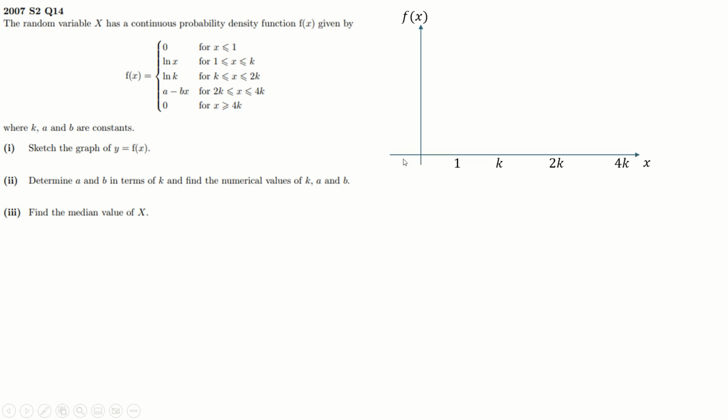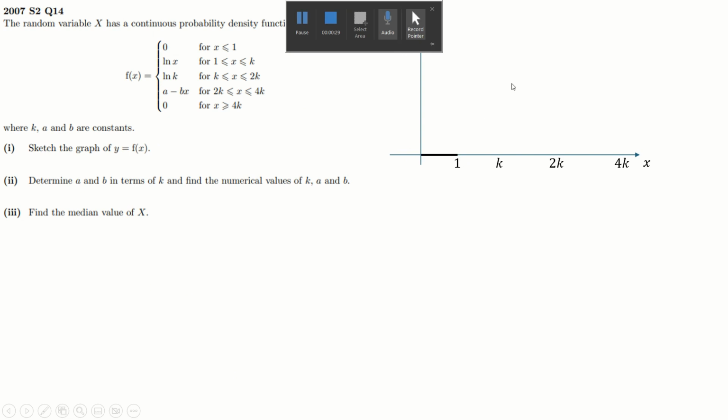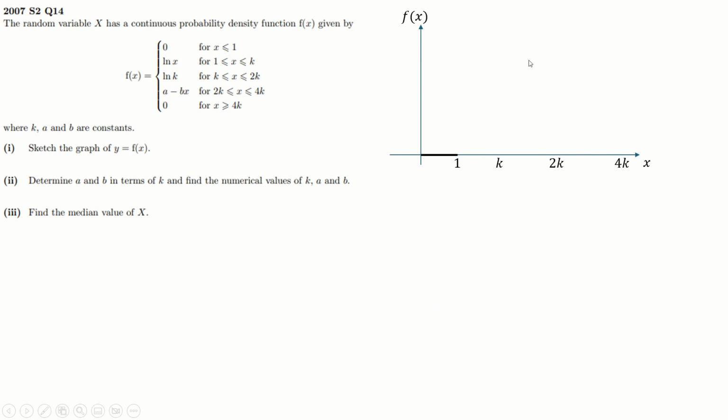Now, of course, we get out the sketch. Between 0 and 1, it's just 0, so it's just a flat line. Between 1 and k, it's log of x. If you do the entire graph, it looks like this, so I just need to draw that between 1 and k. It's concave like that. And then log of k is just a constant, so between k and 2k, it's just a constant. I know that this isn't a perfect sketch of an axis here, but it's fine.